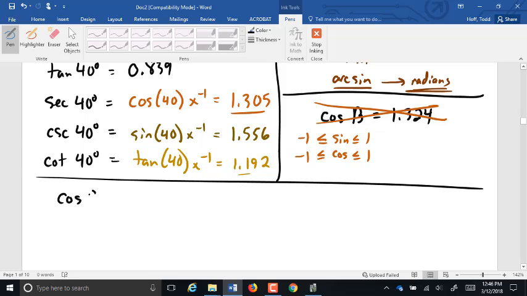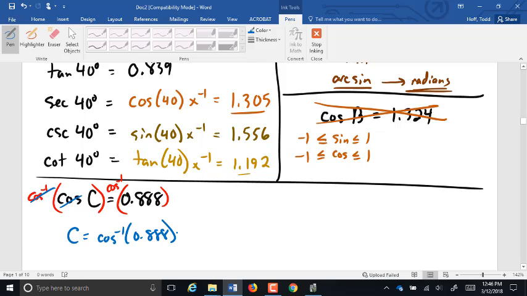What if I tell you the cosine of angle C equals 0.888? How do we find C? Inverse cosine, very good. So the inverse cosine and the cosine cancel out. C is equal to the inverse cosine of 0.888, which is 27.38, we'll call it, degrees.